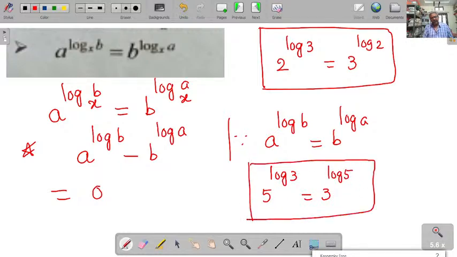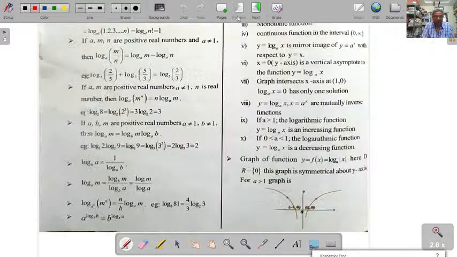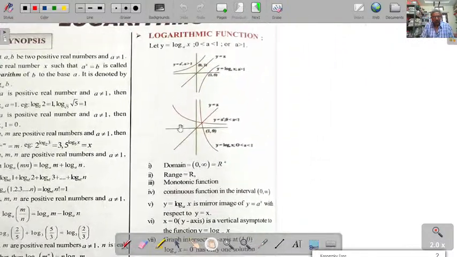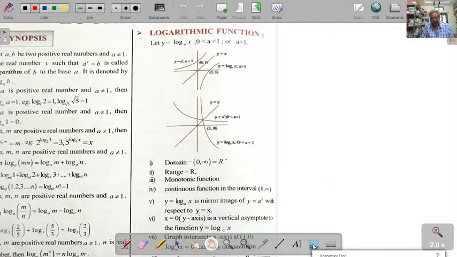So these are the examples we shall give: example 1 and example 2. I hope it's very clear to you. Okay, now let us discuss logarithmic functions.